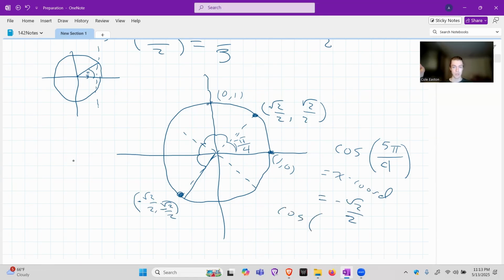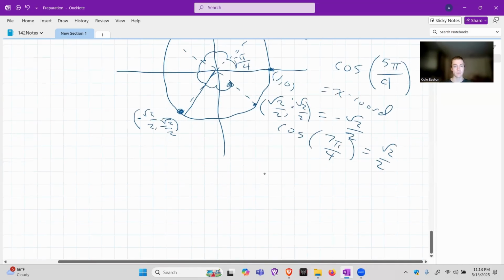If I said, what's cosine of 7 pi over 4? I would go 1, 2, 3, 4, 5, 6, 7. So that's here. Now the x coordinate is positive, so it's root 2 over 2, negative root 2 over 2. And so I'm going to take, again, the x coordinate, so that's root 2 over 2.